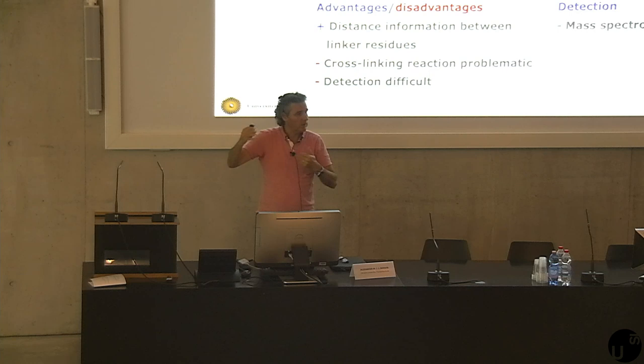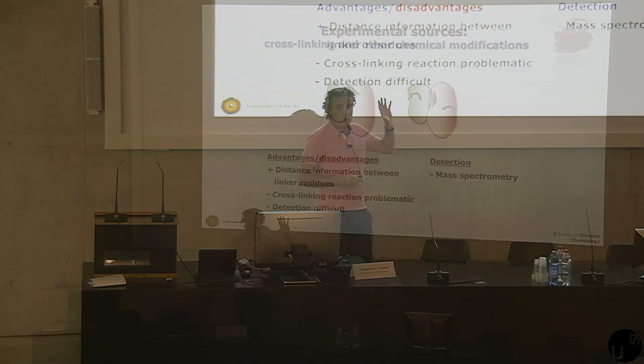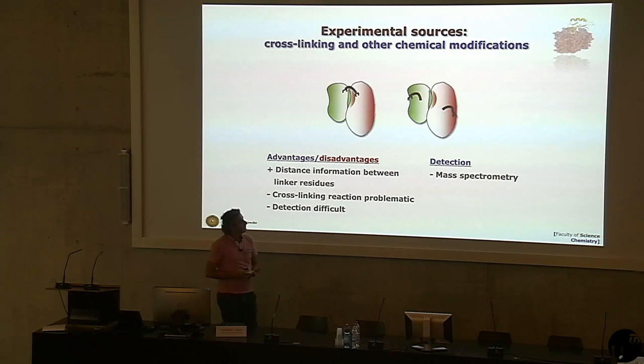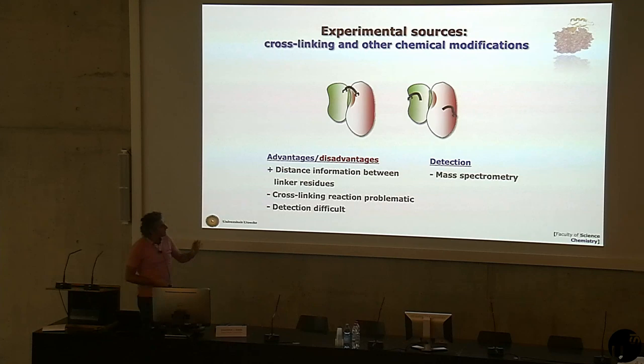The detection by MS is very sensitive, so you can do these experiments with very little amount of sample. And these days, people are even able to do these experiments in living cells. So you can do the cross-linking in living cells and detect the complexes that are present in a cell. Of course, you have to lyse the cell and digest the proteins to do the detection, but the experiment can be done in living cells. So that's very useful information.